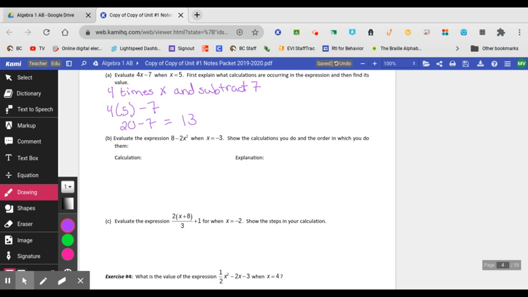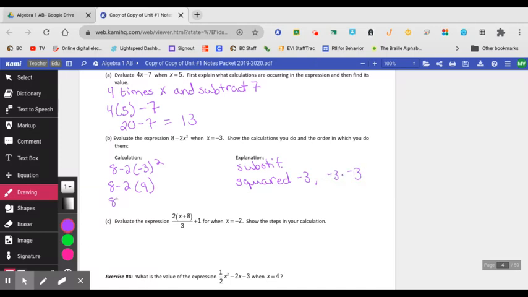So then here we're going to evaluate the expression 8 minus 2x squared when x equals negative 3. So we're going to do 8 minus 2 times negative 3 squared. So here what we did is we substituted, and it's important that you put it in parentheses because negative 3 squared not in parentheses is different than negative 3 in parentheses squared. So negative 3 squared means negative 3 times negative 3, which is positive 9.